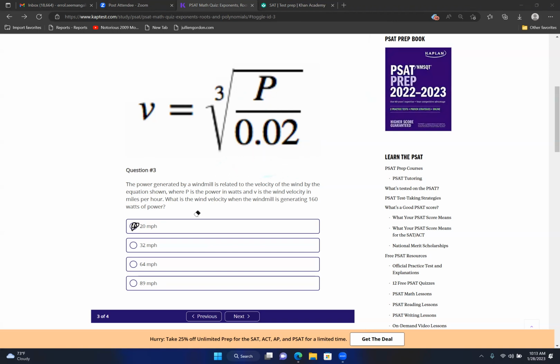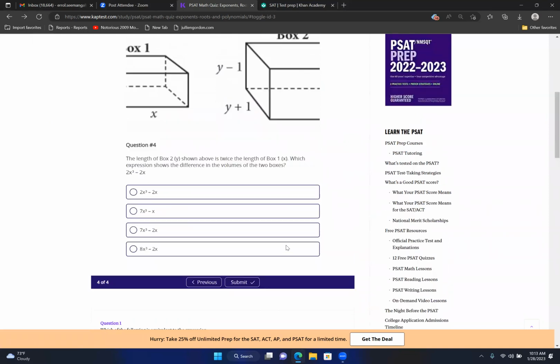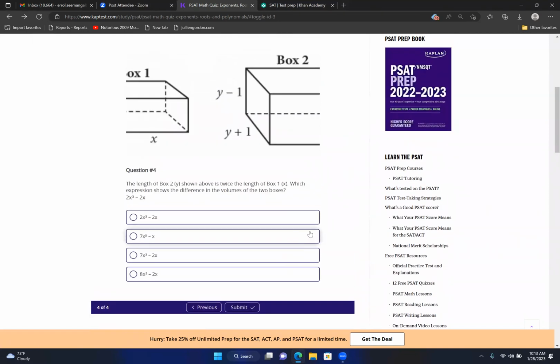All right, number 4. Now we're going to see the boxes. Okay, here's number 4. Oh yeah, here we go. The length of box 2 shown above is twice the length of box 1. Which expression shows a difference in the volumes of the two boxes?